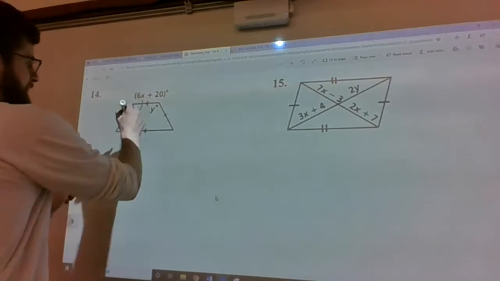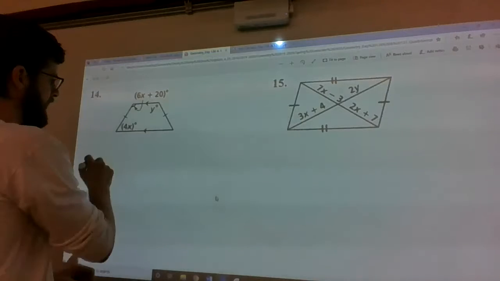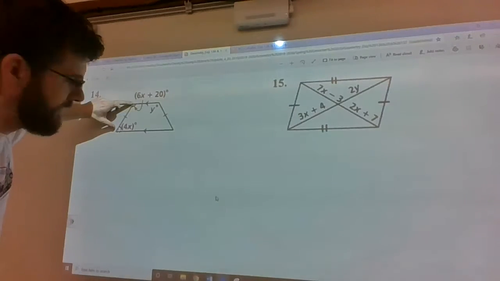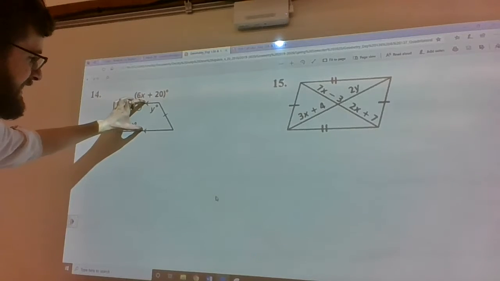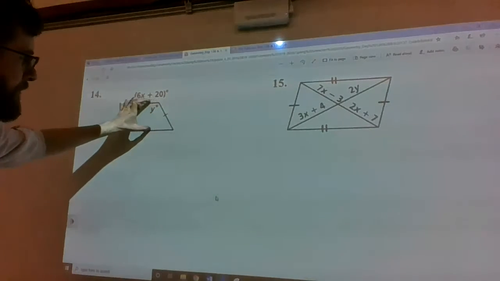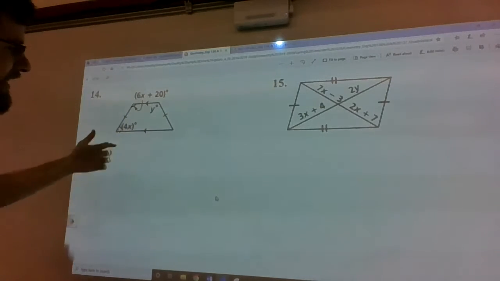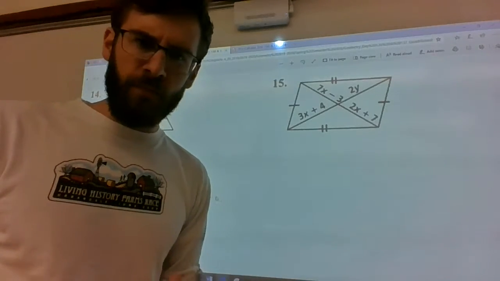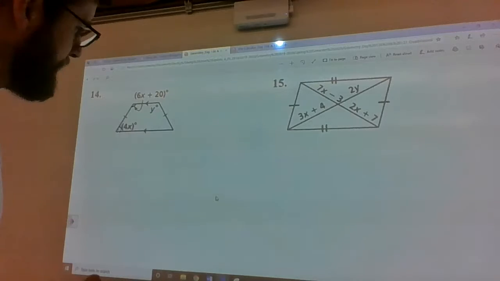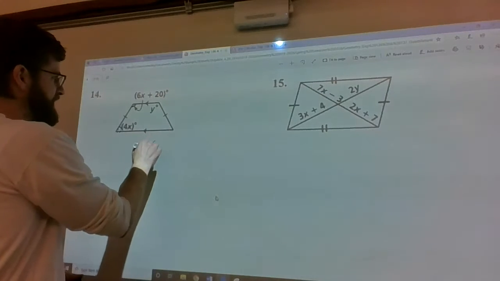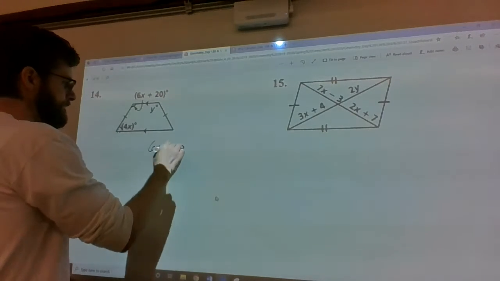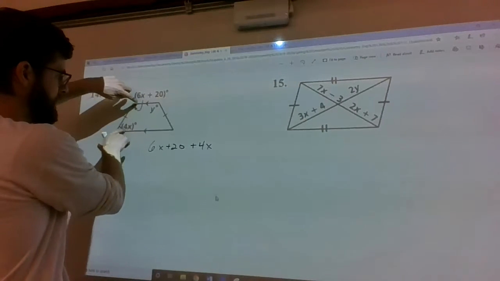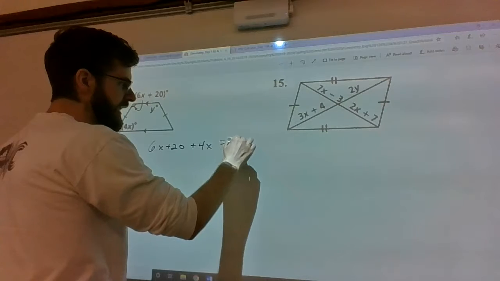So this angle right here and this angle here are considered consecutive angles from the parallel lines here. So it's kind of like we had the consecutive interior angle theorem. That's where it's showing up. So 6x plus 20 plus 4x, these two added together, they have to add up to 180.